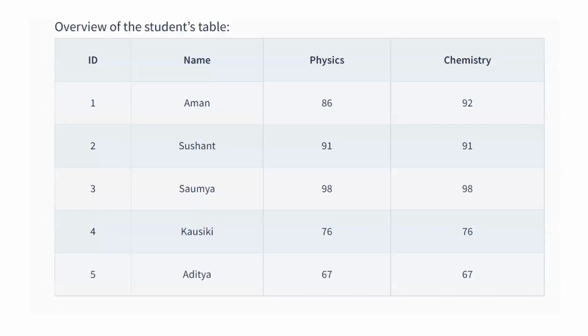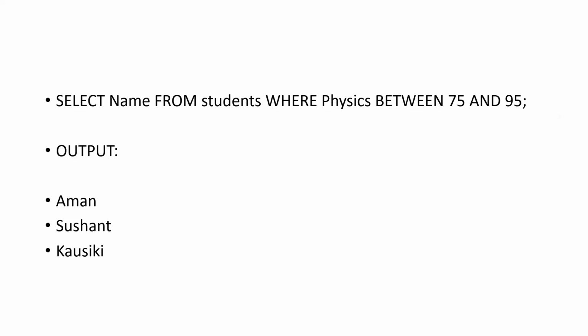So this is the overview of the students table. There are four attributes: ID, name, physics marks, and chemistry marks. There are five records available: Aman, Shushan, Soumya, Kausiki, and Aditya. I'm using the query SELECT name FROM students WHERE physics BETWEEN 75 AND 95.